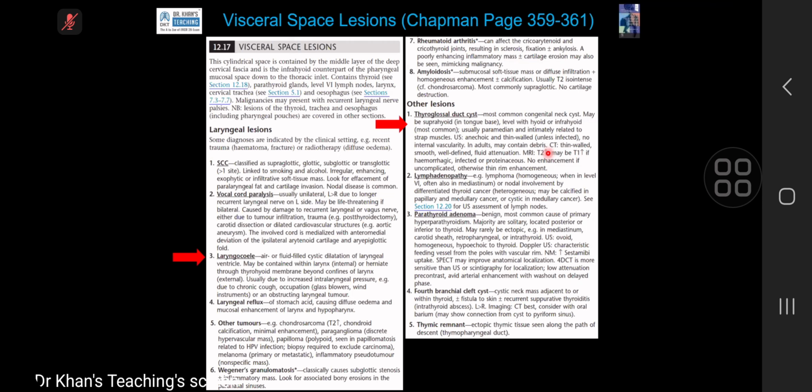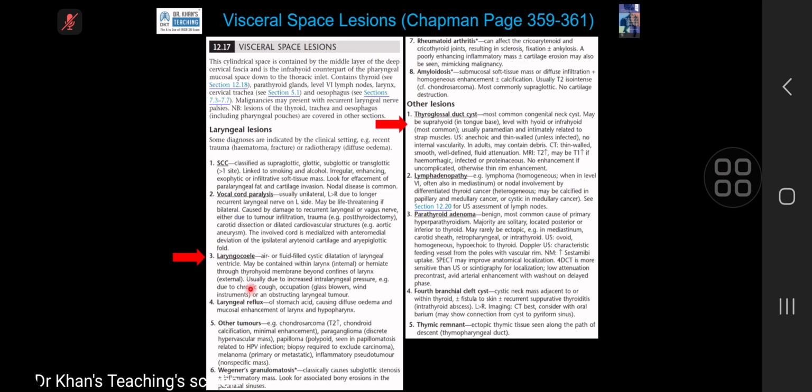So laryngoceles can be air-filled or they can be at times fluid-filled. We'll come back to the theory part of it. Please remember, they can be confined within the larynx, and when it is confined, we call it internal laryngocele, and if it herniates through the thyrohyoid membrane, then we call it external. So you will see combined, intra as well as extra laryngocele.